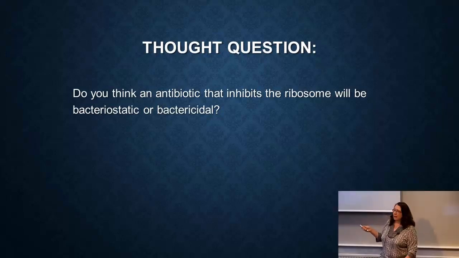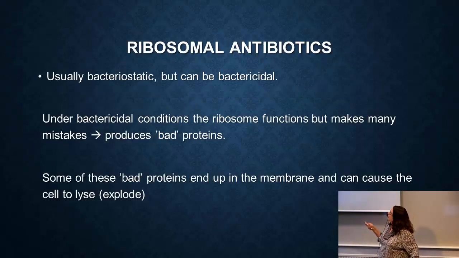Ribosome-targeting antibiotics are often bacteriostatic because they just kind of freeze protein synthesis and then the cells deal with what they have. They can't divide and do much else, but they're okay for quite a while. Usually they're bacteriostatic, but they can be bactericidal. Under bactericidal conditions, the ribosome functions, but it makes so many mistakes that it makes quote-unquote bad protein. It starts filling up the cell with proteins that are garbage. They're not the correct sequence.